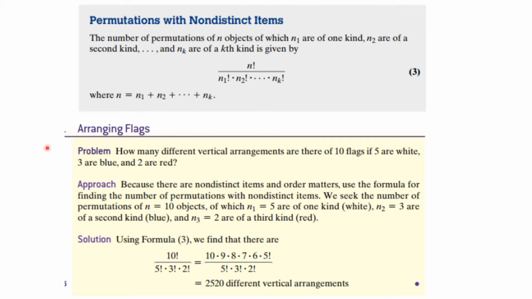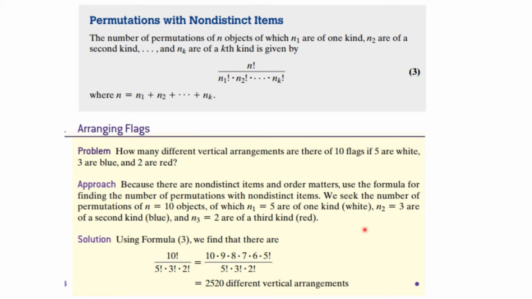So let's apply that to a signaling problem that ships use about arranging flags. How many different vertical arrangements are there of 10 flags if 5 are white? So you see, you just know it's a white flag. You can't tell one from another. 3 are blue. You can't tell any of these blues from the other blue ones, and 2 are red.